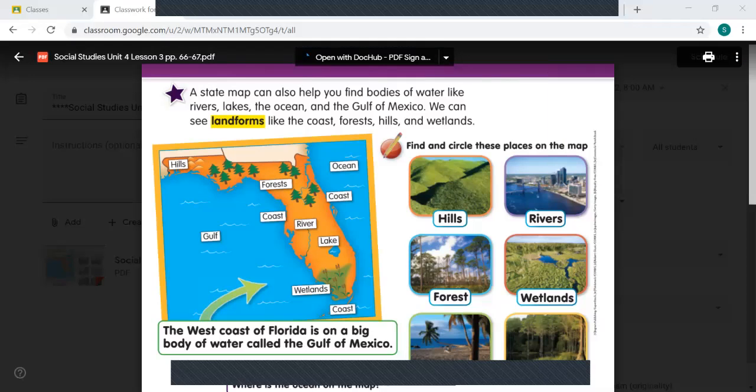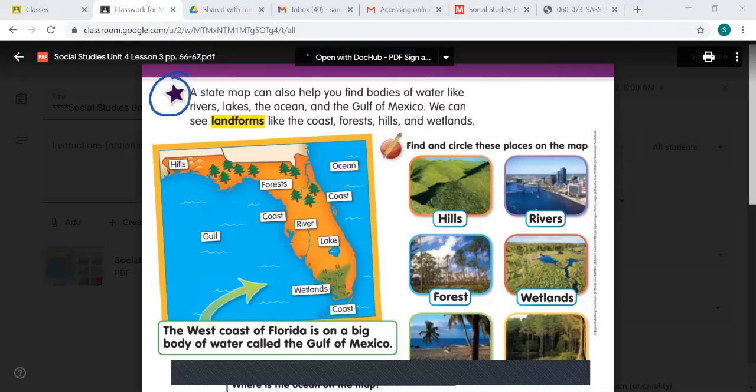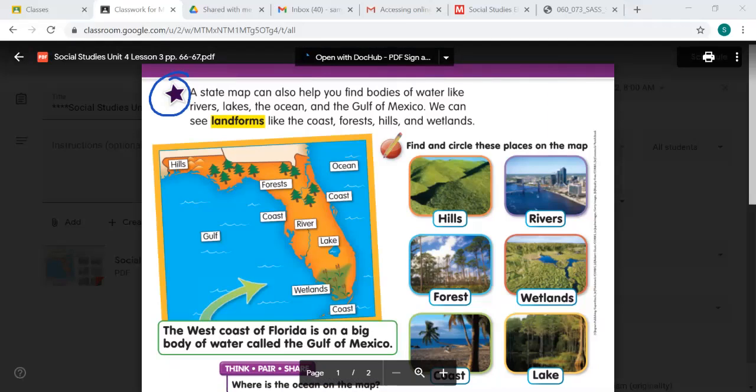Hi, superstars. It is time for social studies, and we are on Unit 4, Lesson 3, and we are on page 66 of your social studies workbook. So turn to page 66 and let's read. We're talking about maps, remember? So now we're talking about state maps.